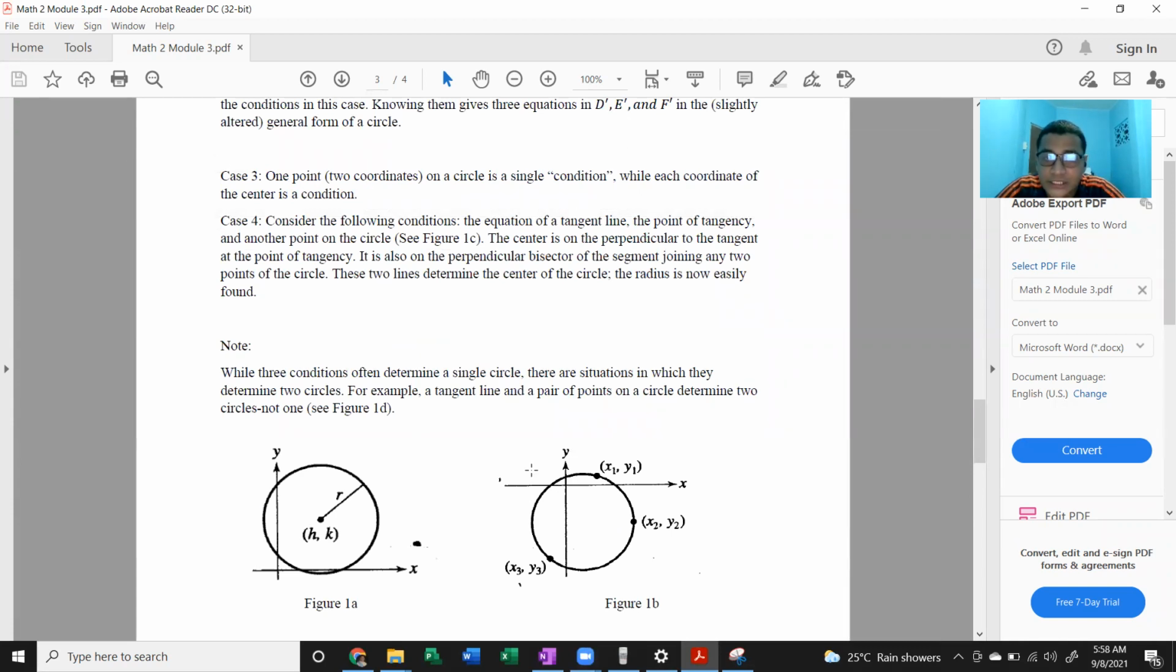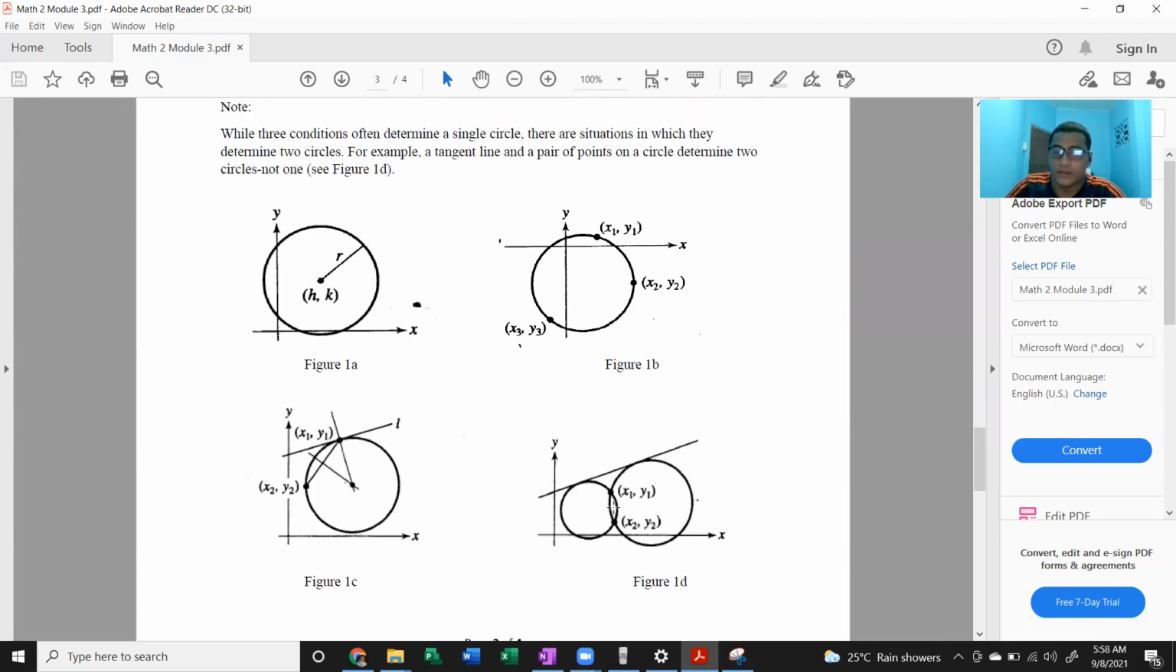Now, these two lines determine the center of the circle, and the radius is now easily found. Okay. So how does it work? I will just explain the process. We have here two given points, x1, y1, x2, y2, and the equation of the tangent line, right?